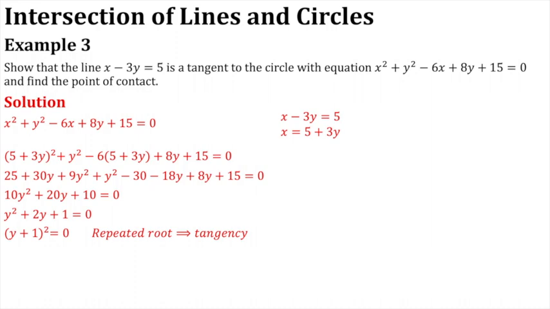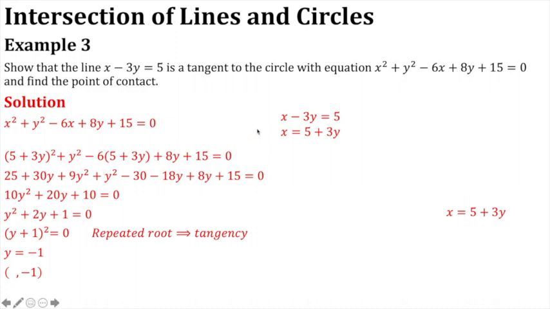So we can solve y plus 1 all squared equals 0 for y. That will give us y equals negative 1. So that corresponds to the point something, negative 1. To find that something, we can go back to the equation of our line. Again, it's easier to use that, and we've got x equals 5 plus 3y.